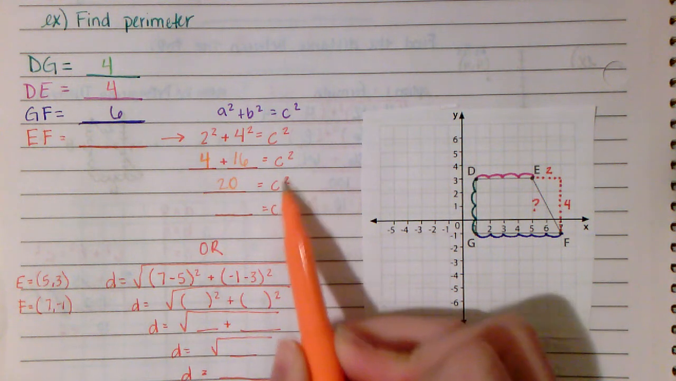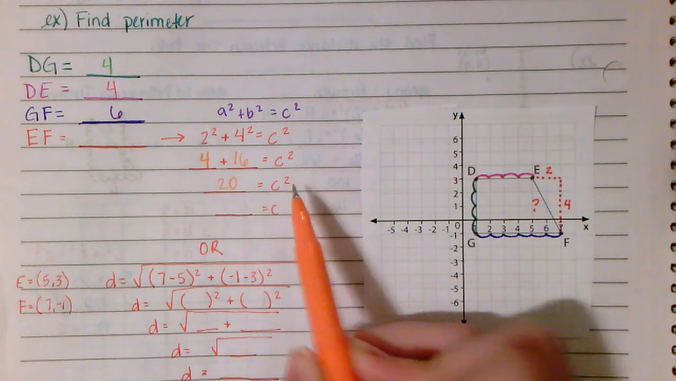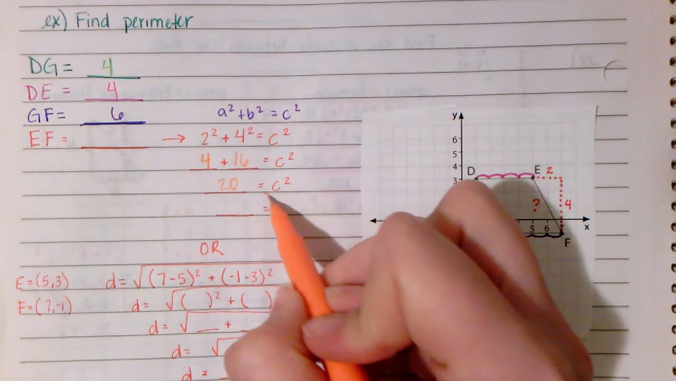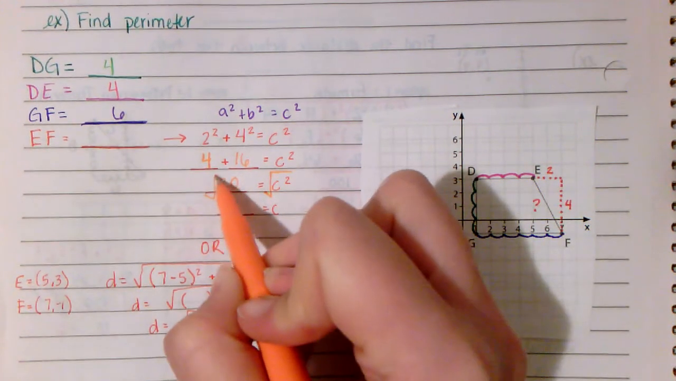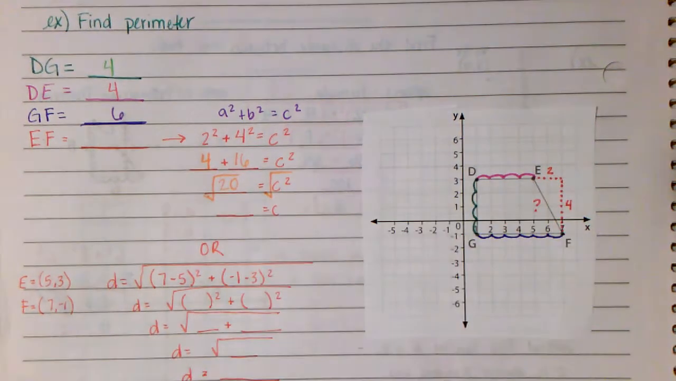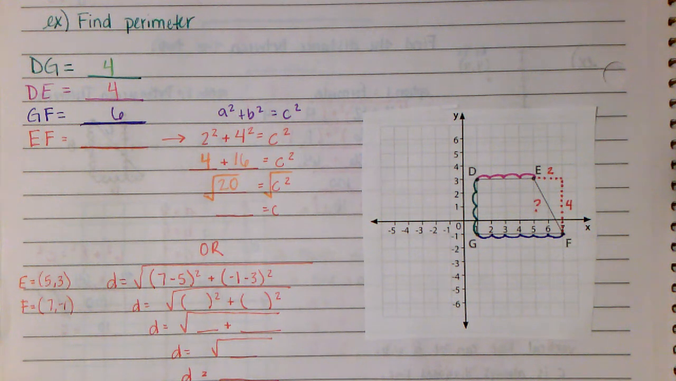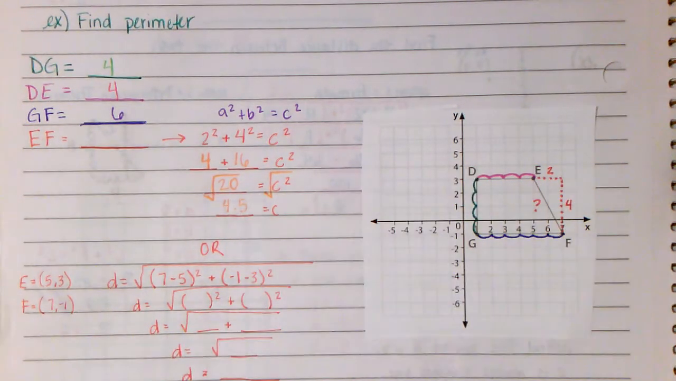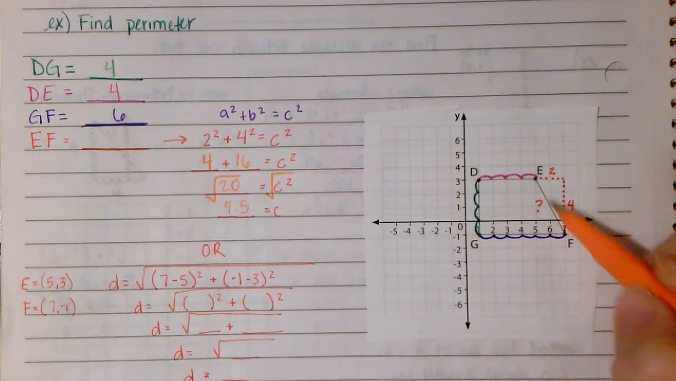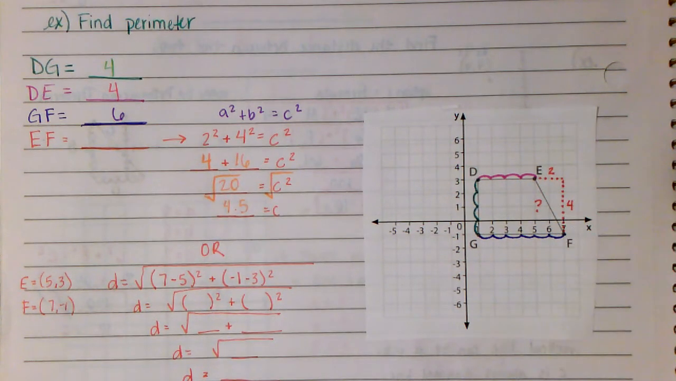This is almost by itself. There's one little thing over here I have to get rid of, and that's a squared. We know to undo a square, you square root. And if you square root one side, you have to square root the other side. So what is the square root of 20? Get a calculator out if you need to, because that's not an exact number. The square root of 20 is 4.47, so we're going to round up to 4.5. So the length of this line, using the Pythagorean theorem, told me it's 4.5.